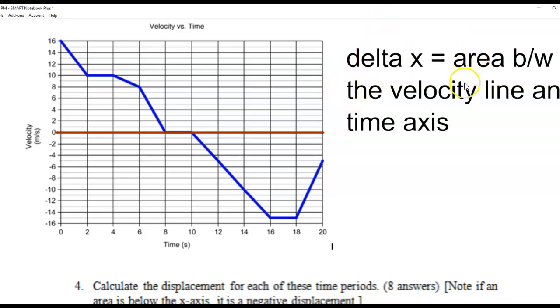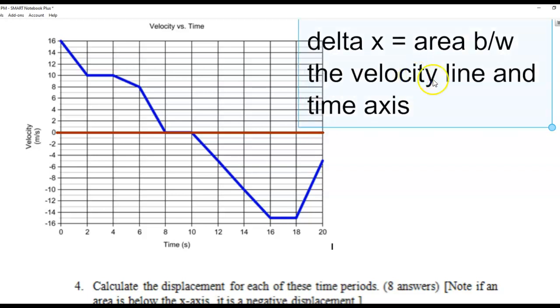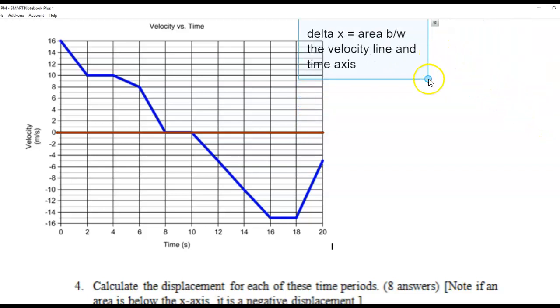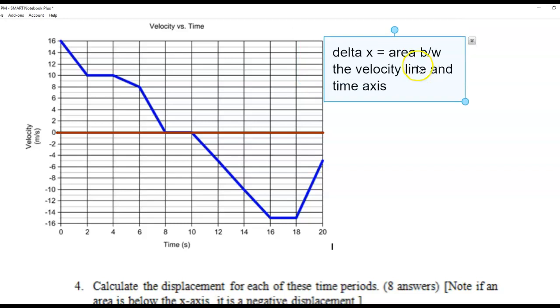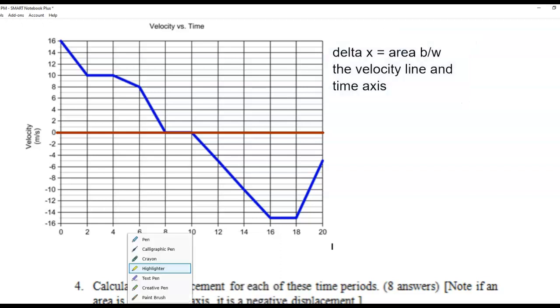Try and do this. There we go. And shrink it and then drag it. No, just shrink it. Okay. So the time axis here is this red line going across. So that's where we're going to stop. And I'm going to use the crayon to draw in the different shapes.